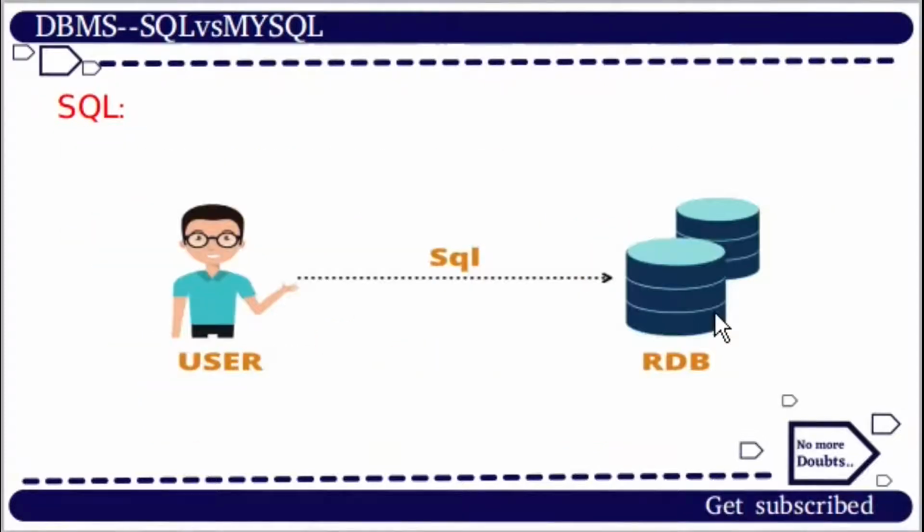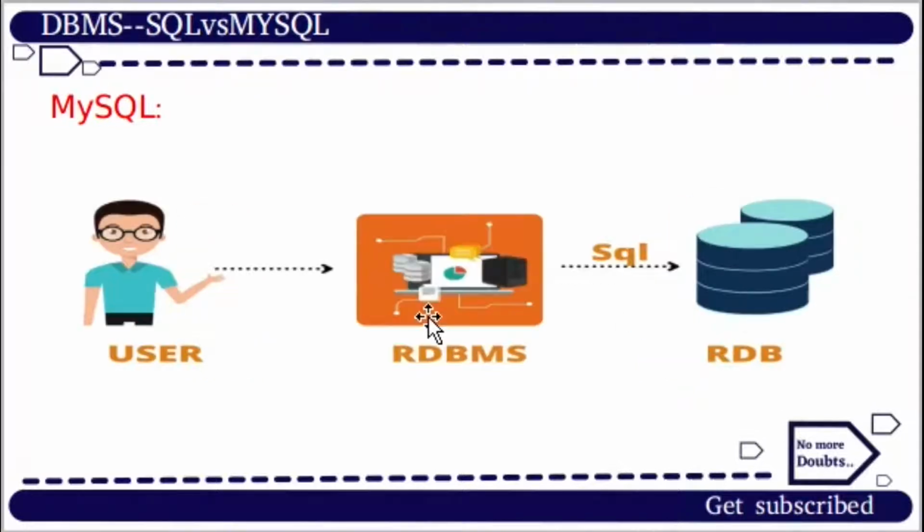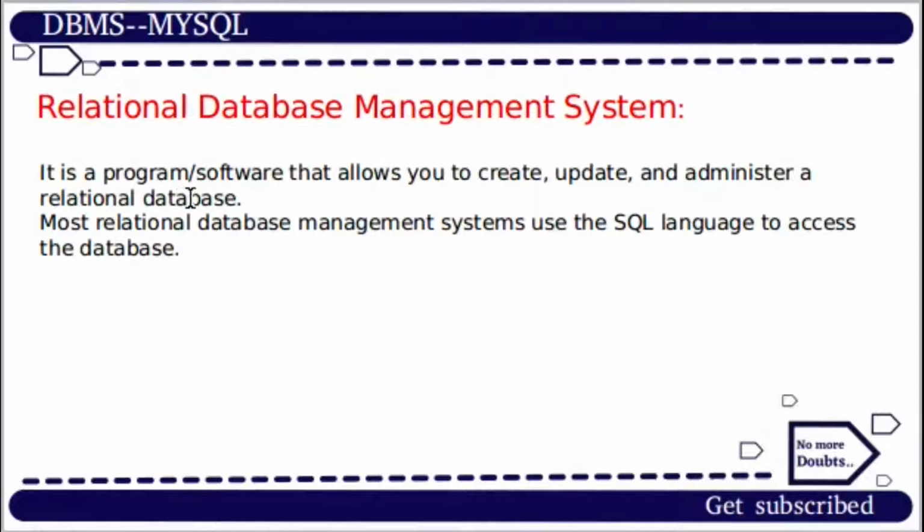And now we understood that we need SQL to communicate with relational database, and to manage that we need a database management system. You know that in order to manage a database, we need a database management system. Similarly, to manage relational database, we need a relational database management system. Let's get clear with what is relational database management system. It is a program or software that allows you to create, update, and administer a relational database. Most relational database management systems use the SQL language to access the database.